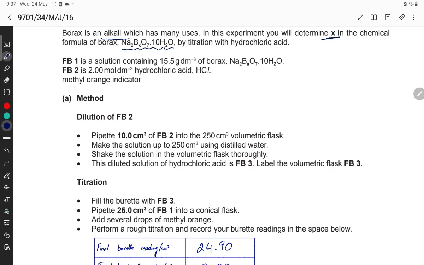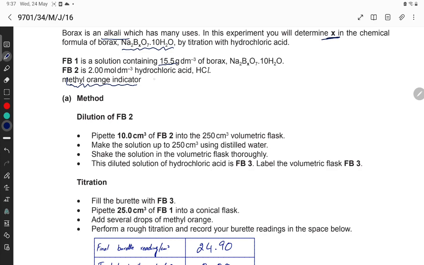FB1 is a solution containing 15.5 gram per dm cube of borax, Na2BxO7·10H2O. FB2 is 2 mole per dm cube of HCl. Methyl orange is used as an indicator. Please keep in mind that indicators are acidic in nature.